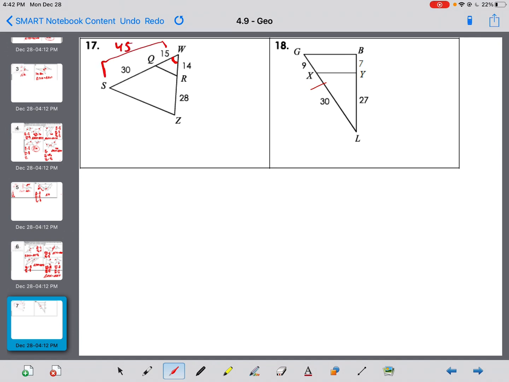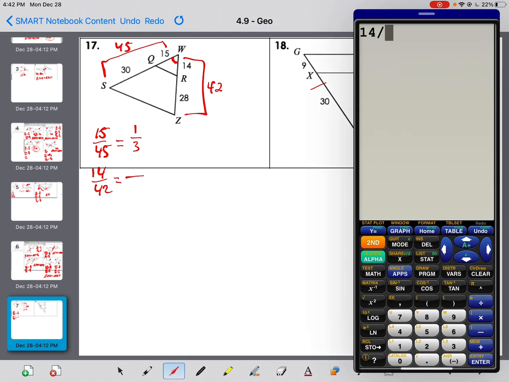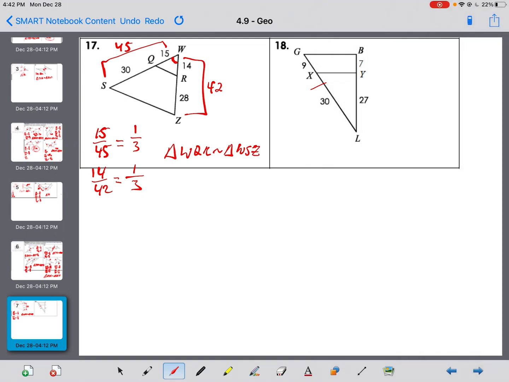W's the user. So we need the total, which is 45. And we need the total, which is 42. All right. Okay. So 15 over 45, which is 1/3, needs to be the same as 14 over 42, which, let's see, I think that's right. 14 divided by 42 is 1/3, so that's a yes. So triangle WQR is similar to triangle WSZ.